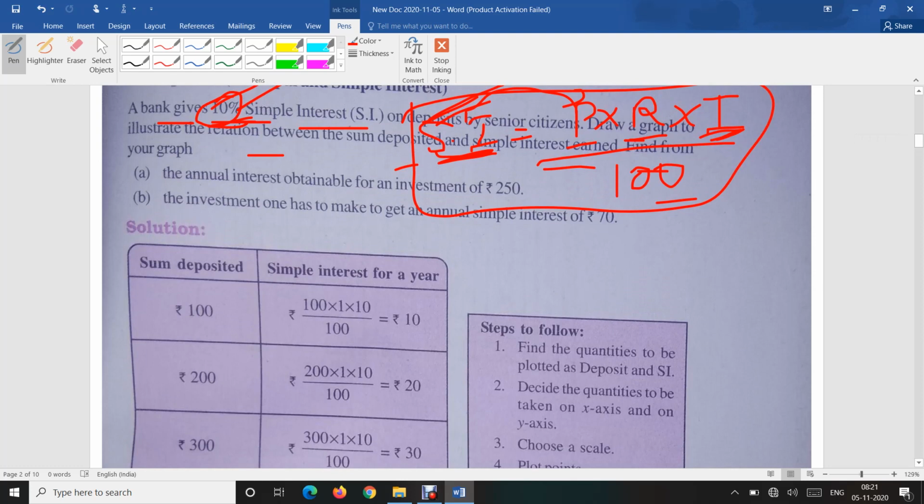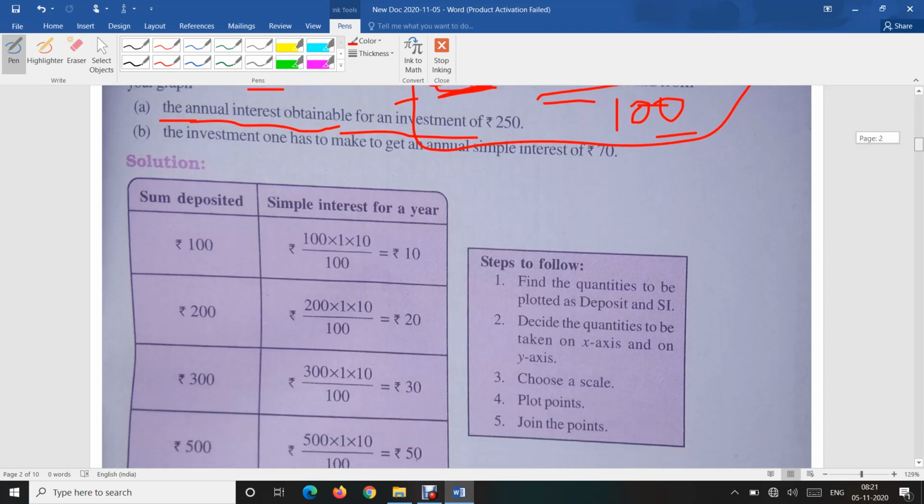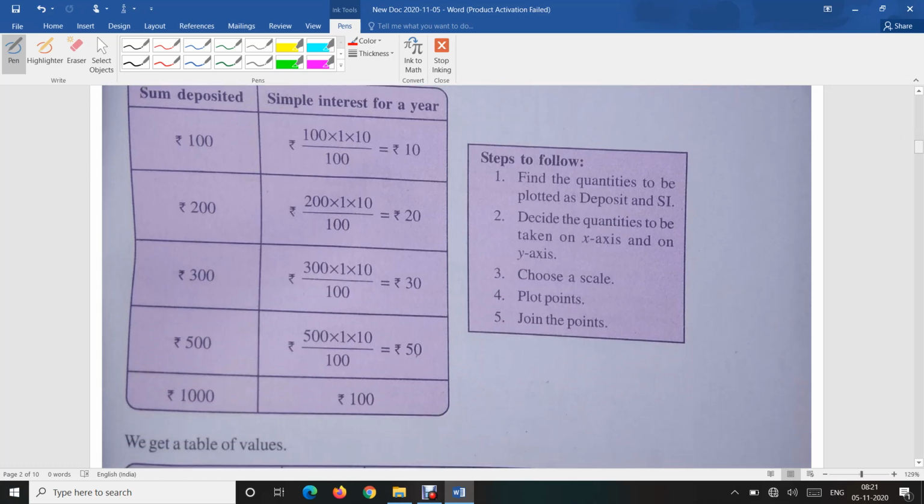Here the question is talking about the annual interest obtainable for an investment of 250 rupees. Here we are talking about annually. That means here we will take time as 1 year. Now if principal is 100 rupees, then simple interest will be obviously P into R into T. Here R is 10%, T is 1 year and P is 100 rupees divided by 100. Then the simple interest is 10 rupees.